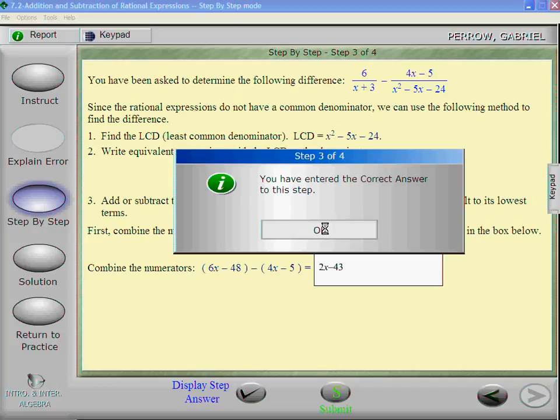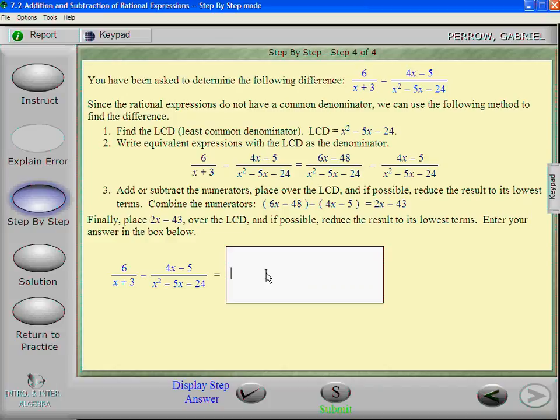Okay, so don't miss the negative part. And then the top is 2x minus 43 over x squared minus 5x minus 24.